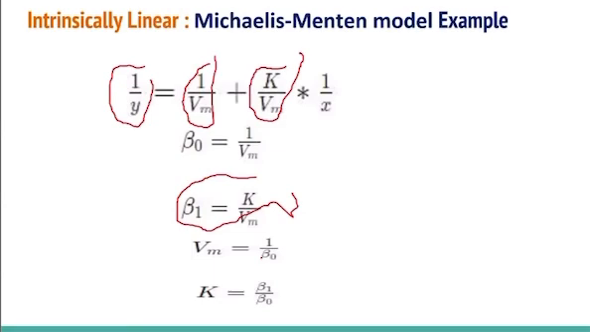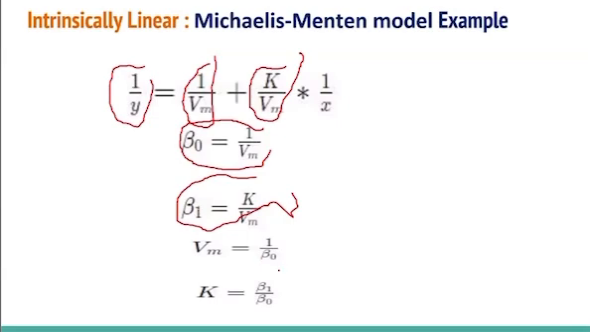So what I'm going to do here is run a linear regression model, and after getting, for instance, my beta naught, how do I get my VM? VM is the original parameter in the model. If I get my beta naught, then my VM is going to be 1 over beta naught, using that relationship. And if I get my beta 1, I can figure out the K and VM.